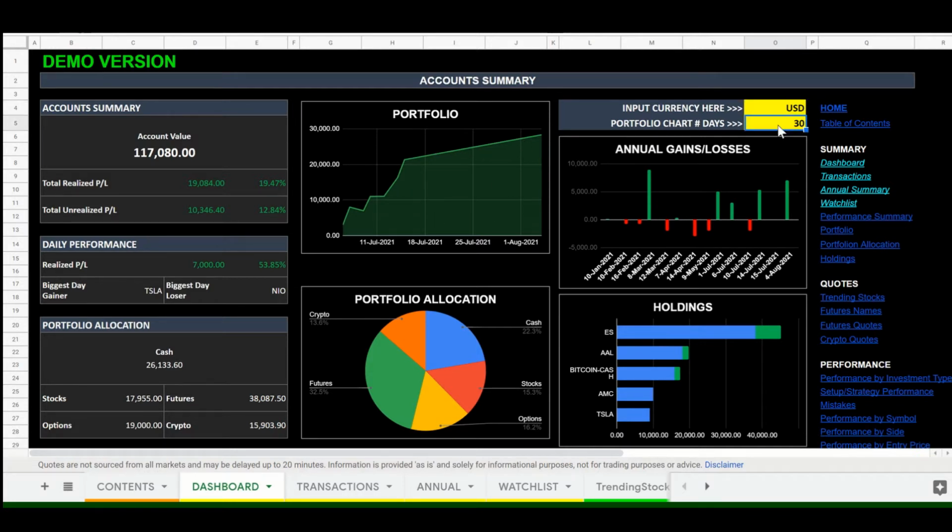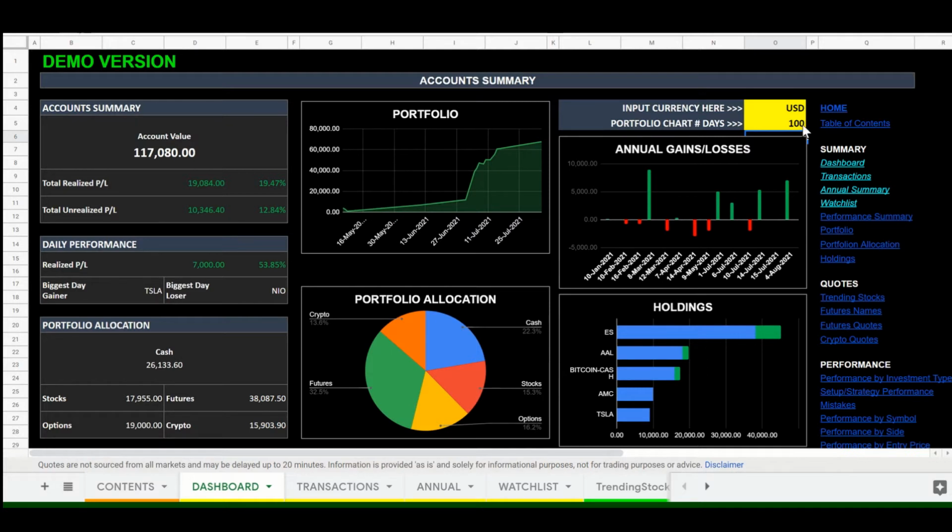Now the portfolio right here is based on this number. So right here it says 30. This portfolio chart is based on the number of days you want to see. So for example, I change it to 100. Now this will show me the last 100 days, how my portfolio was growing. Now let's go over to the next tab. So that's the dashboard. Let's go over to the next tab, which is the transactions.